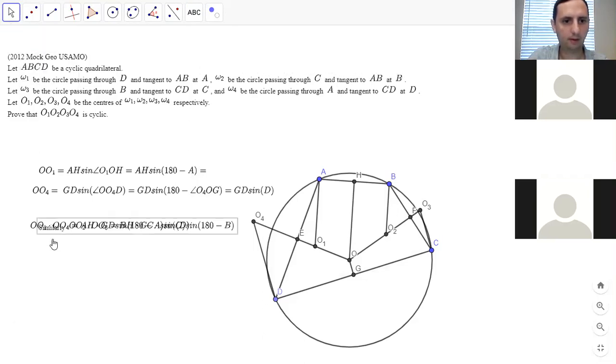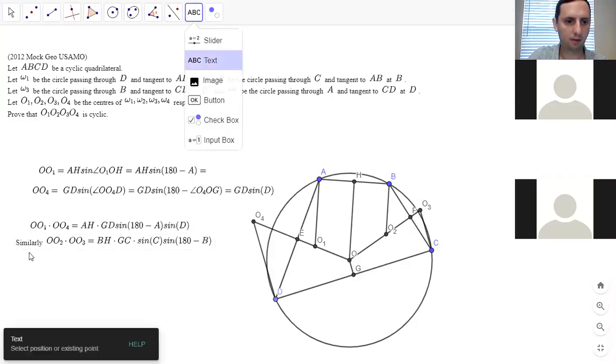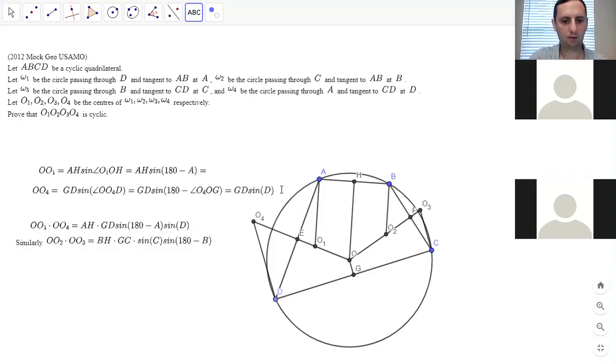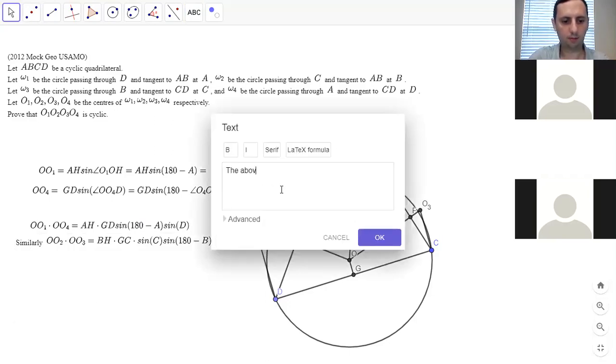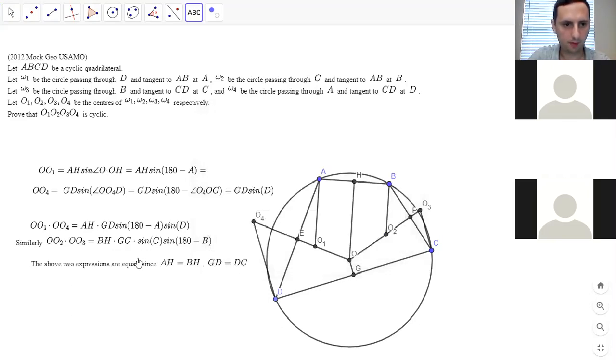So basically, it's easy to see that these two expressions are equal, right? So the above two expressions are equal since AH equals BH and GD equals DC. So therefore we have that it's cyclic.